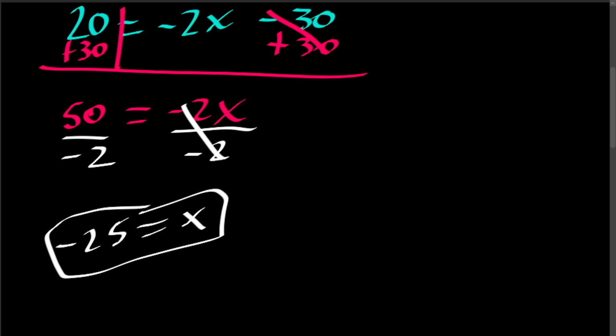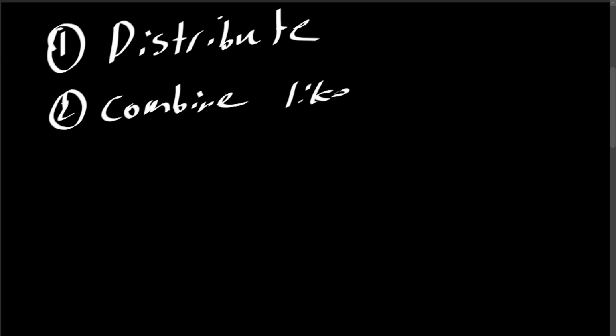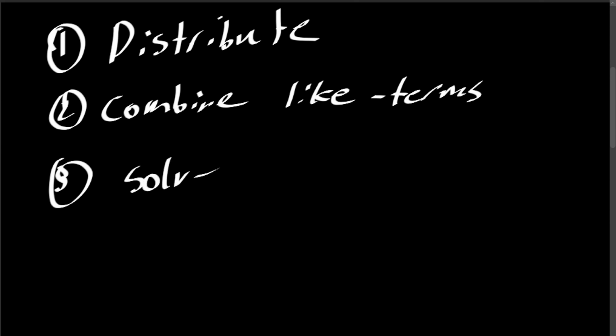Let's just do this real quick in case we need to see it one more time. Steps for solving a multi-step equation: we're going to distribute. We're going to combine like terms. We are going to then solve as long as our variable is already on one side. Okay? So that's if the variable is on one side.